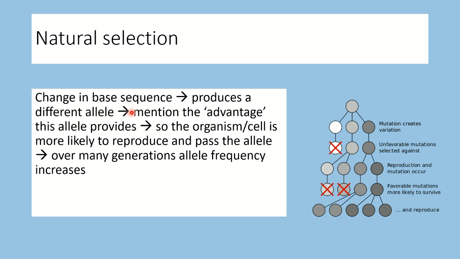And then, whatever the question is, you have to mention the advantage this allele provides. Like, why is it an advantage? So mention the advantage, and then link it with: therefore this organism or cell is more likely to survive and reproduce and pass this allele to the next offspring. And then the last point: over many generations, the allele frequency within that population will increase. So that's the stepwise approach you need to take.